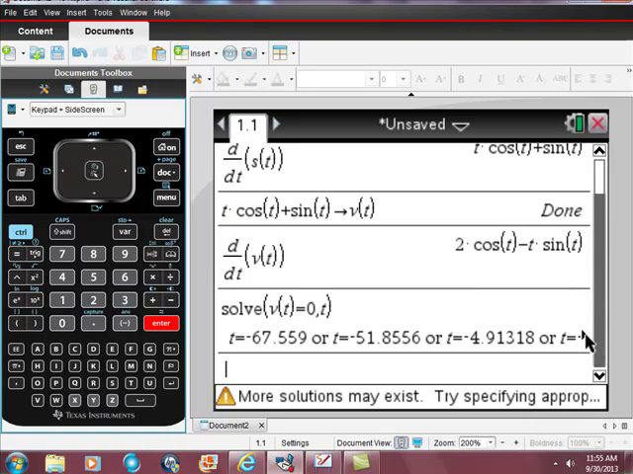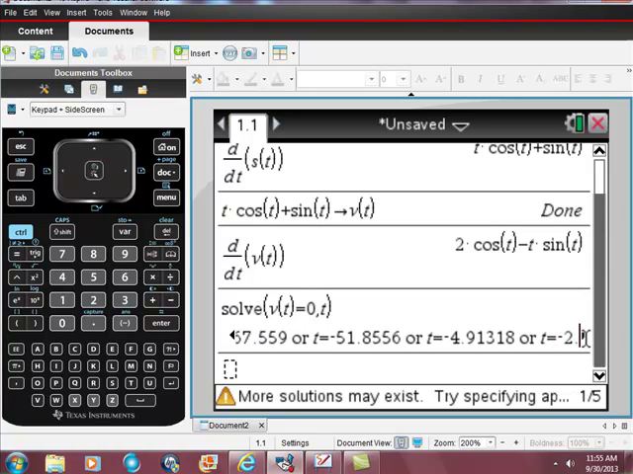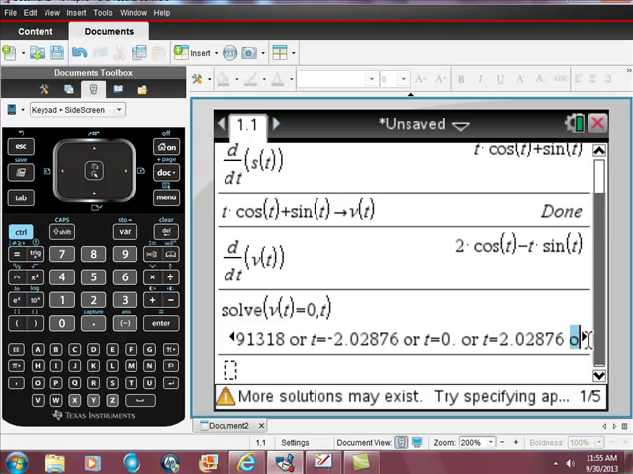Well, I look, and these are not good answers, because remember that the interval that we're on is 0 to 2 pi. So I'm just going to paddle through here and look. That's not it. Or now it's starting to show up, isn't it? So here are the values that I'm looking for. Right here. So t is 0. That's on our interval. t is 2.02876. This is still less than 2 pi.